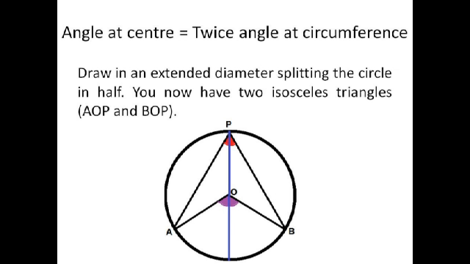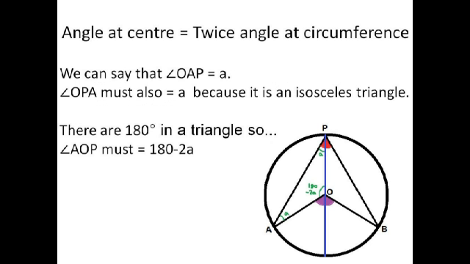So to start your proof of this, you have to draw in an extended diameter which splits the circle in half, and you should now have two isosceles triangles, so AOP and BOP. Isosceles triangles are triangles that have got two sides and two angles that are equal. So we can say that OAP is equal to A, and OPA must also equal A because the two angles have to be equal, and there are 180 degrees in a triangle, so AOP, which is the big angle, has to be 180 minus 2A.